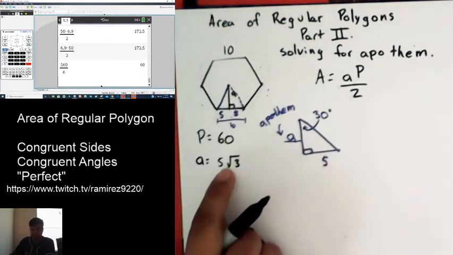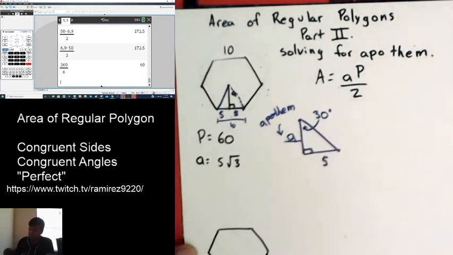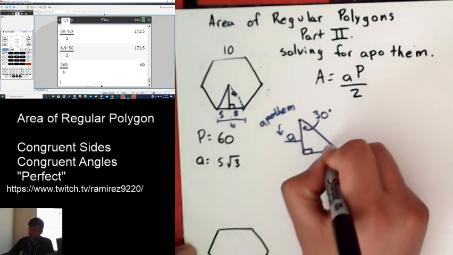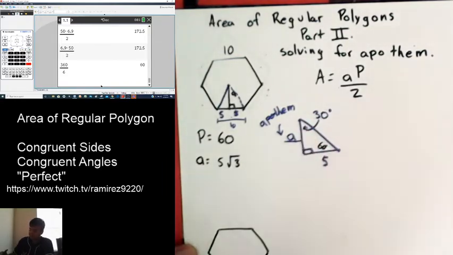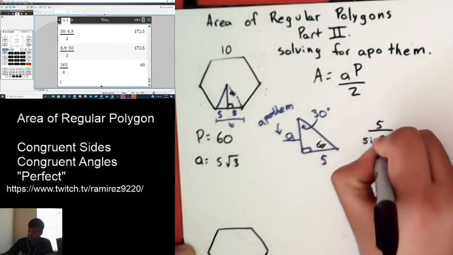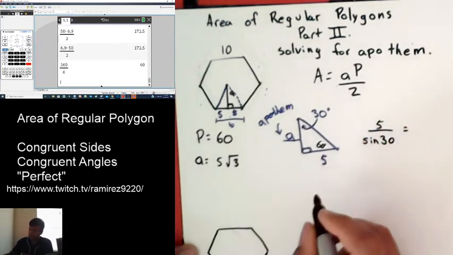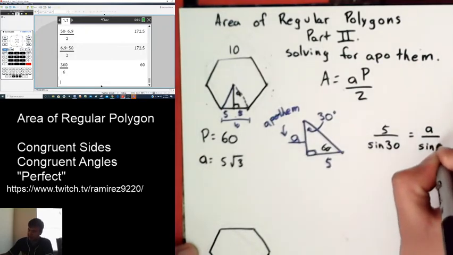But again, let's say you couldn't figure that out using the 30, 60, 90 rule. Well, let's do some law of sines. Using the law of sines, I know that this angle right here has to be 60 because of the triangle. 5 is across the 30, so 5 is to the sine of 30 as a, or x, whatever you want to call it, is to the sine of 60.